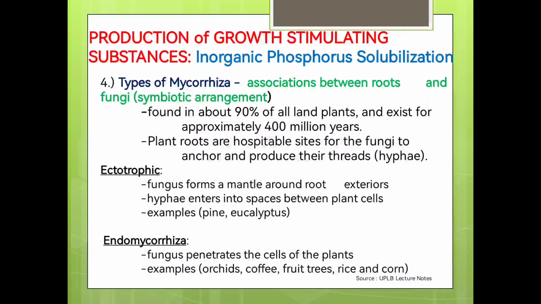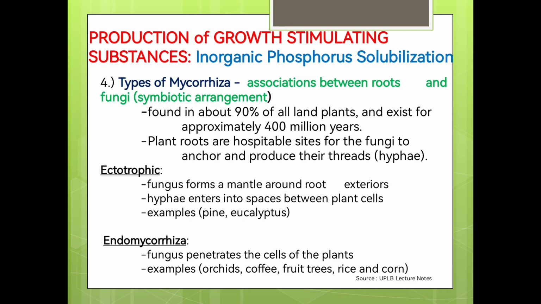So these are the different types of mycorrhiza. When we say mycorrhiza, it is the association between roots and the fungi. Roots and the fungi. And this is a symbiotic arrangement. This is found in about 90% of all land plants and exists for approximately 400 million years. So mycorrhiza is not a new thing. It exists for approximately 400 million years, wherein the plant roots are a hospitable site for the fungi to anchor and produce their threads or hyphae.